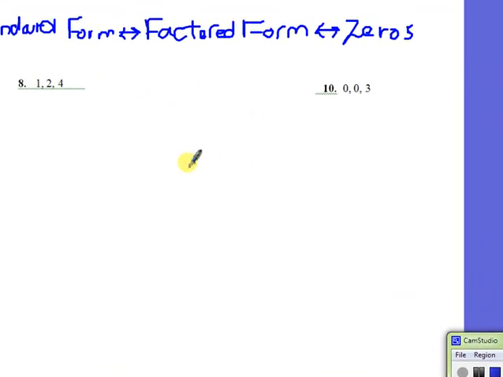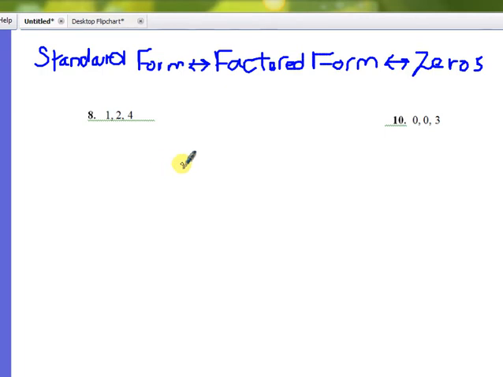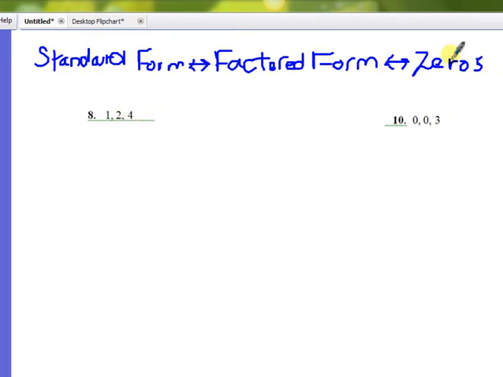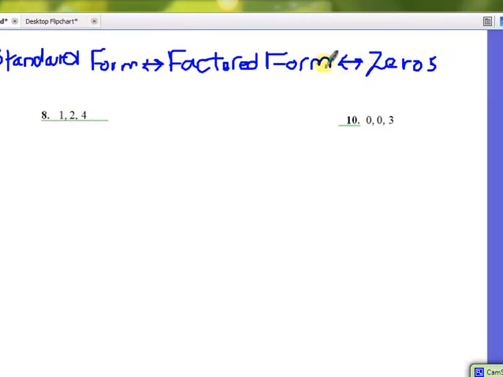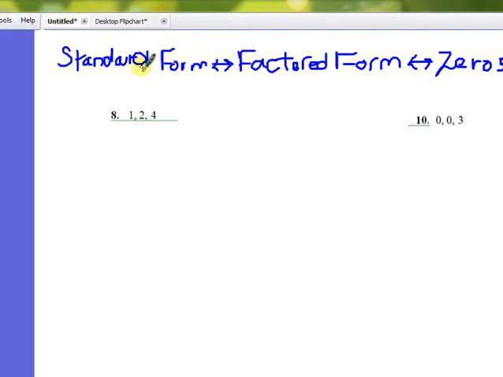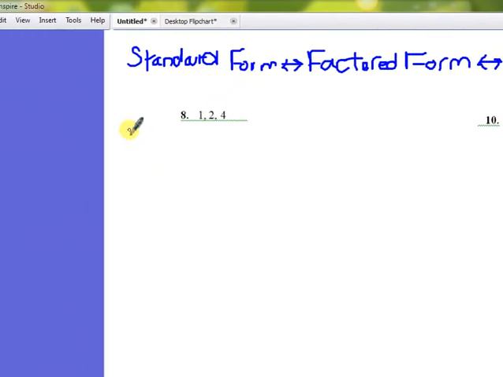Hi, in this video what we're going to do is write an equation of a polynomial function starting with the zeros. To do that we want to just remember this flow chart. It goes both ways. So if you want to write it in standard form, you first have to write it in factored form from the zeros. And then from factored form we can multiply it out to put it in standard form. So here's how we're going to start this one.